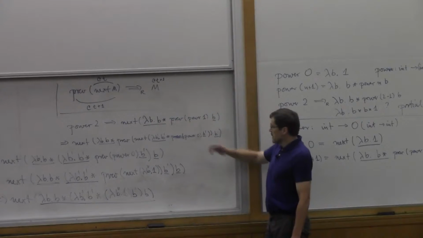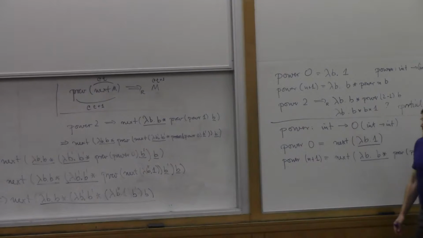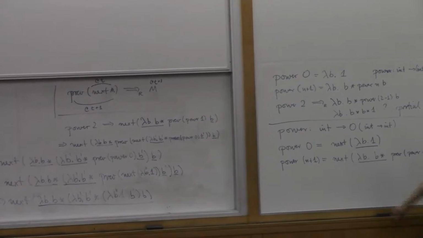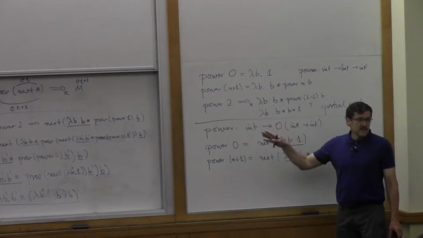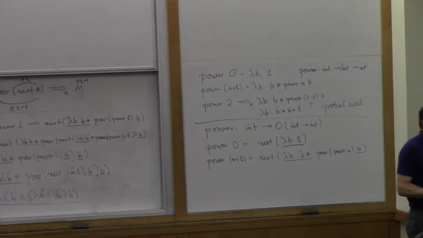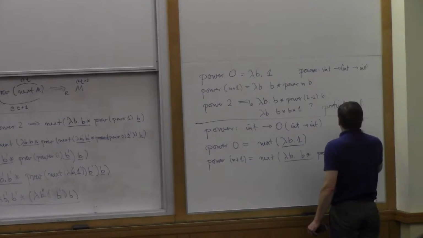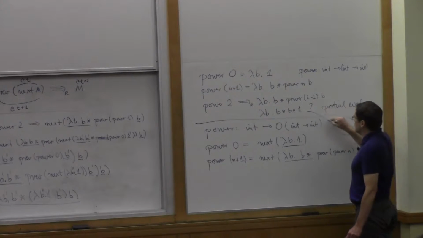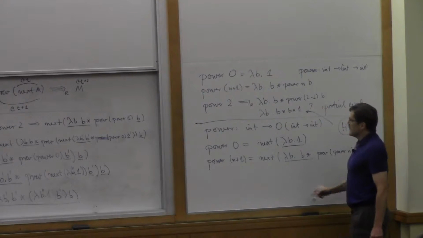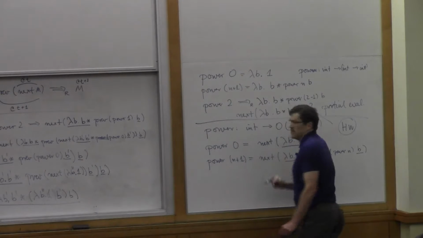Now, there's a different program one can write for power, which I'm not going to take the time to do because I want to get through other lecture material, which has the same type but gives you exactly this. So it's slightly more complicated than what I wrote on the board. And that's your homework: rewrite the power function such that doing the stage 0 evaluation gives you next of this residual code.